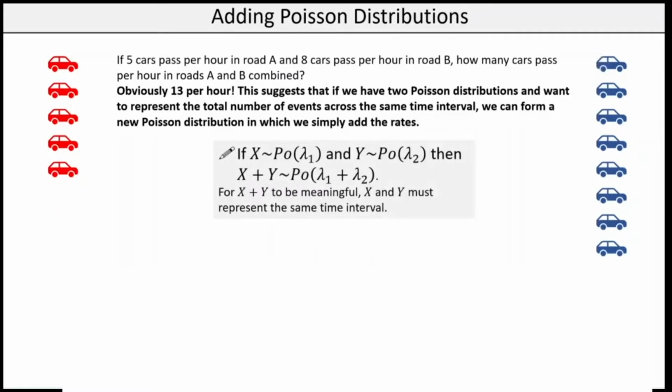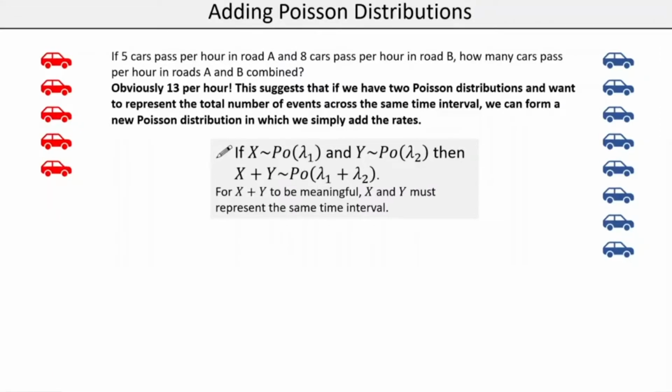In general, if you have two Poisson distributions, each with their own lambda, as long as they represent the same time interval, you can simply add together the values of lambda when you're making a new distribution, which is distribution X plus distribution Y. Okay, so just a quick example for this. I hope it really hits home exactly what we're doing.